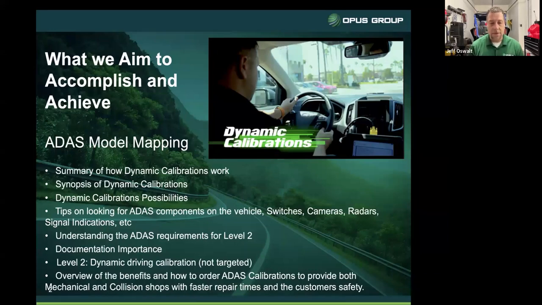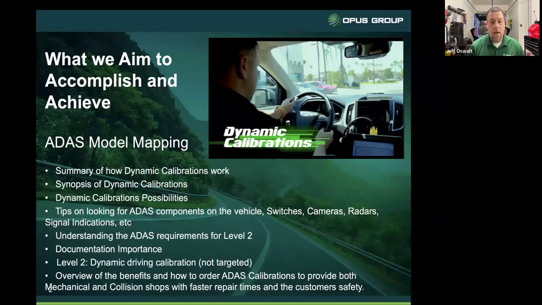I've got some slides up. I'm going to show you some tips on looking for ADAS components on vehicles: switches, cameras, radars, signal indicators, all those things. We're going to go over how to identify them, to help you if you don't already know how. I want to talk about understanding ADAS requirements for level 2. We're going to talk about dynamic calibrations.